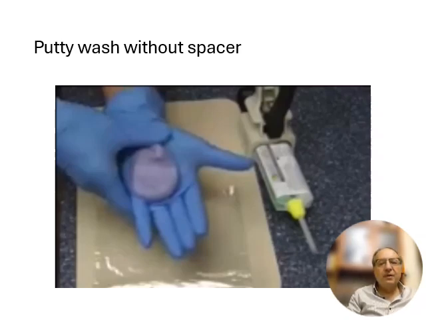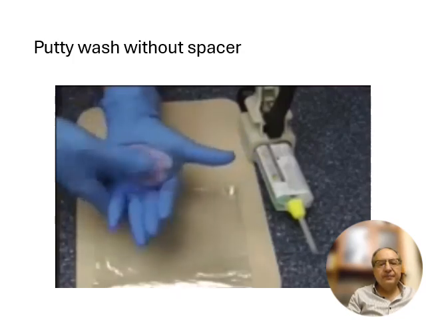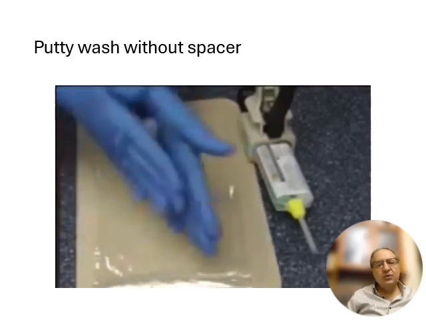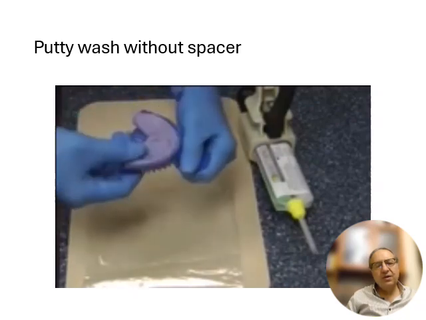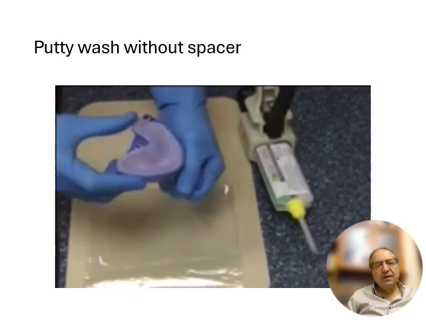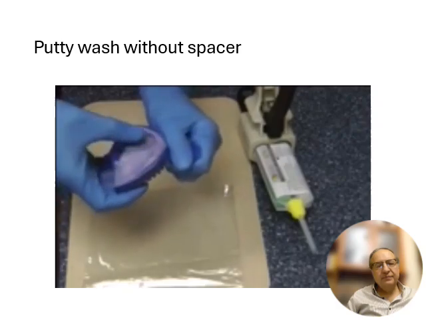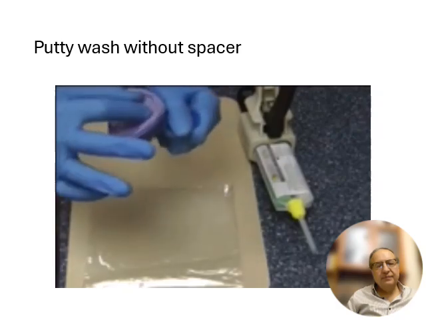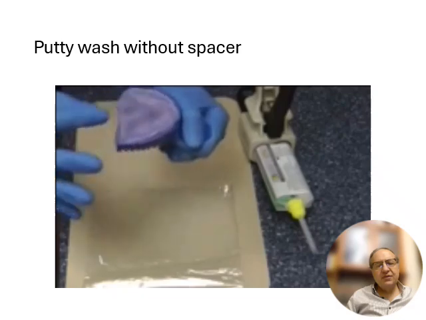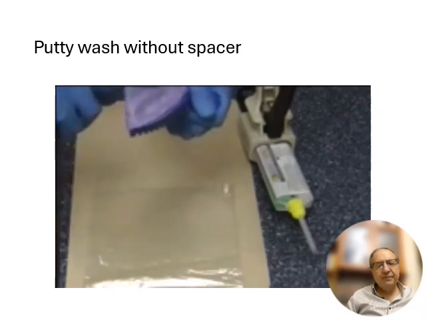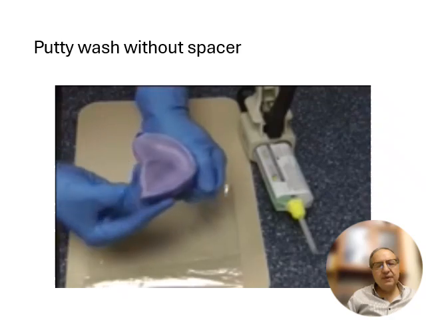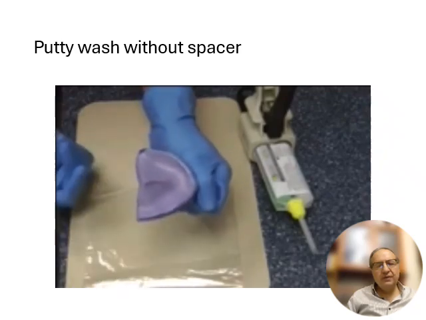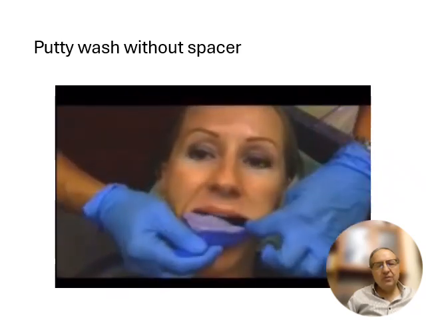So we have the putty wash technique without a spacer. We should move the tray a little bit in order to create a space for the light body around the teeth. This is the first stage, the putty. Then after the introduction inside the mouth, since it's without a spacer, we should move it a little bit with a rocking motion.